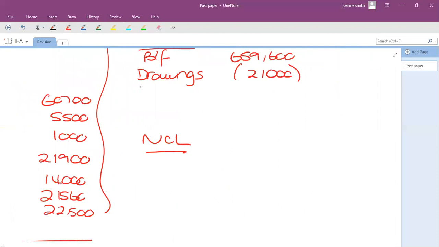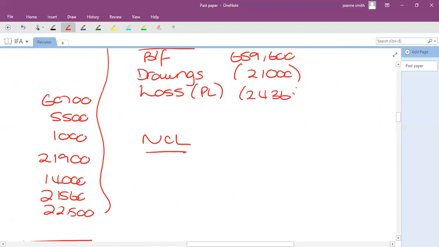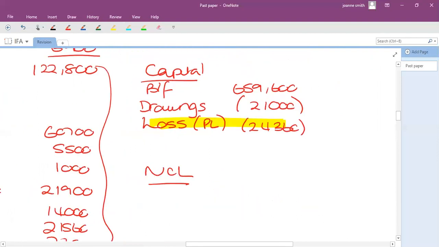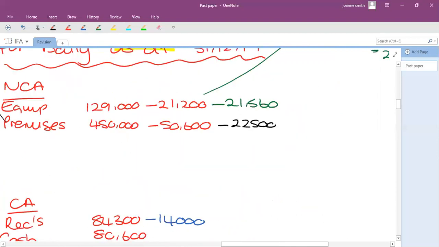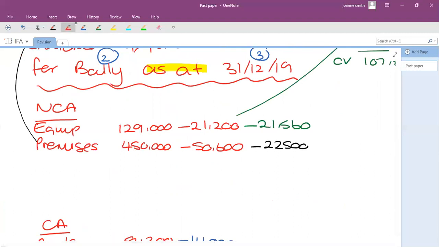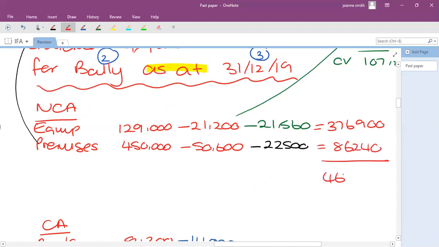So I'm going to add that in. So we've got a loss, put in brackets there from P&L, and it's 24,360. So I'll highlight that so you can remember that that's actually where it's come from. So finally then, let's add up our SFP. So we're going to add up all assets, so non-current, add them across. So total non-current assets we've got is 463,140.